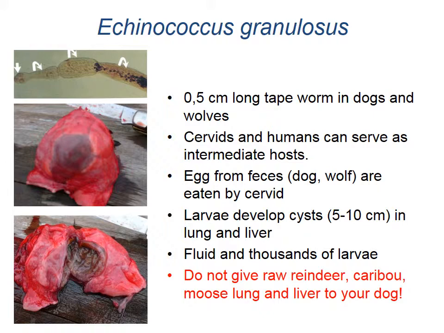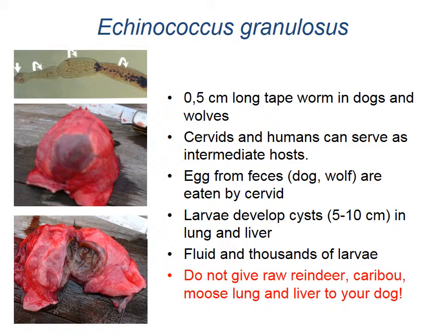Echinococcus granulosus. Hunters and dog mushers take note of this tapeworm. The adult is found in canids: foxes, coyotes, wolves, and dogs. Cervids, like reindeer, caribou, and moose, and humans serve as intermediate hosts.